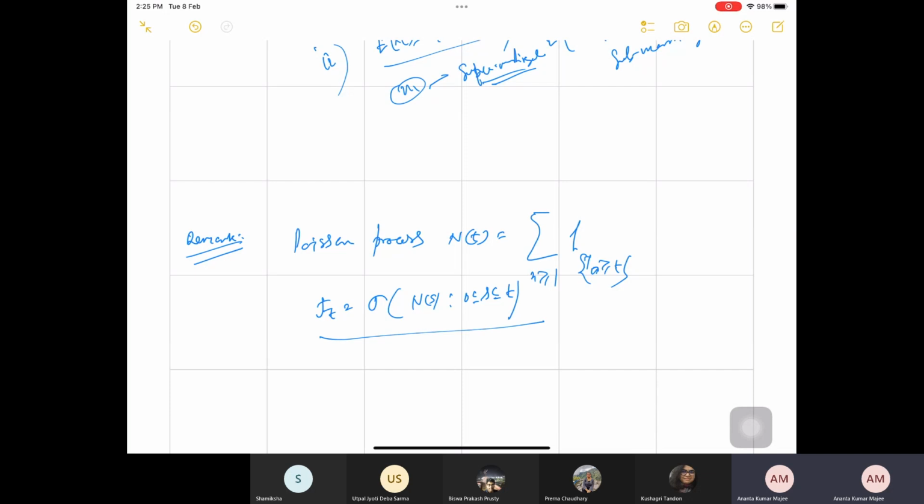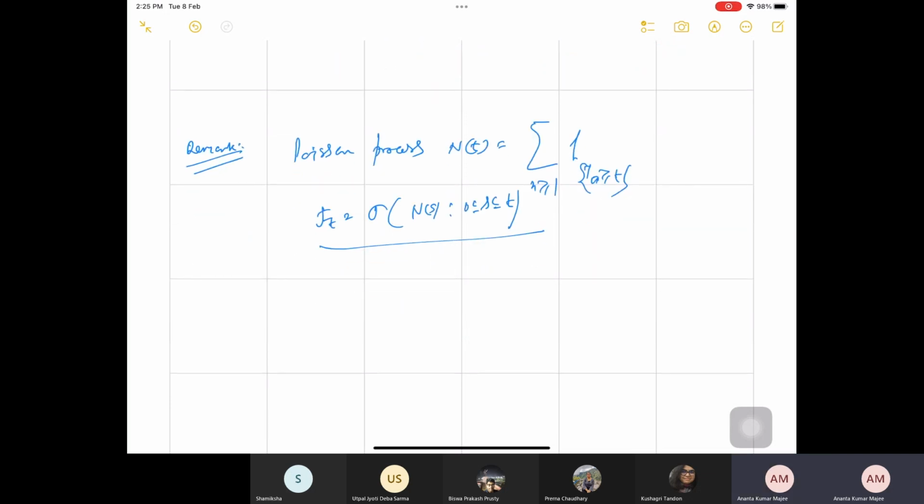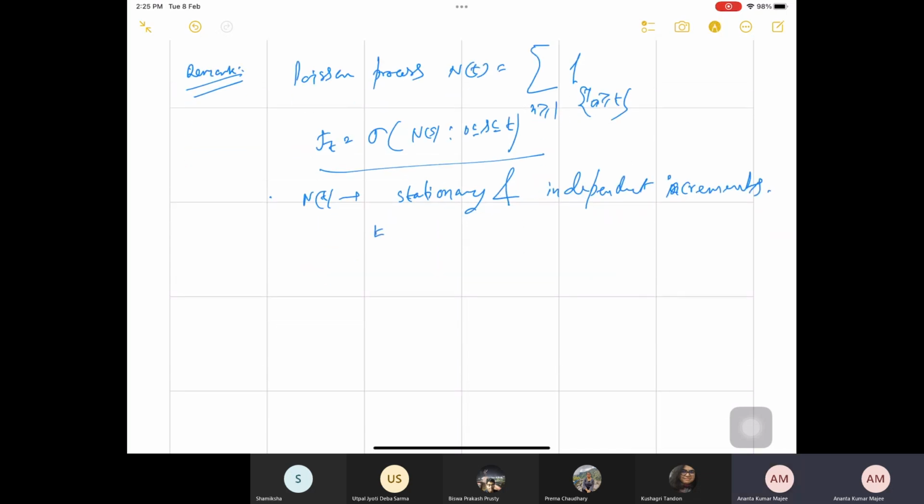In this case, we know that Nt has stationary and independent increments. And we know the expectation of Nt. We have seen that this is nothing but lambda t, for lambda positive, where lambda is the intensity of the interarrival times, which are exponentially distributed. So the expectation of Nt is lambda t. So this is not equal to 0 for all t. That means Nt is a submartingale. It is not a martingale.